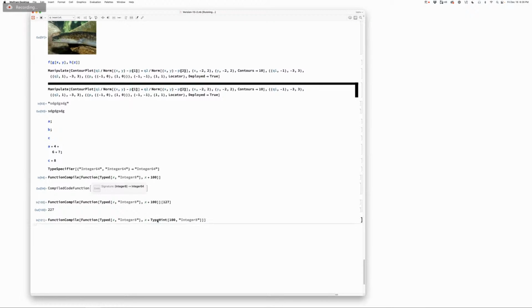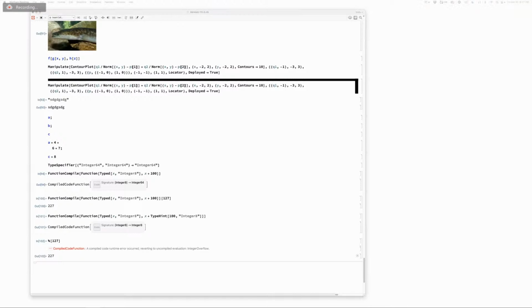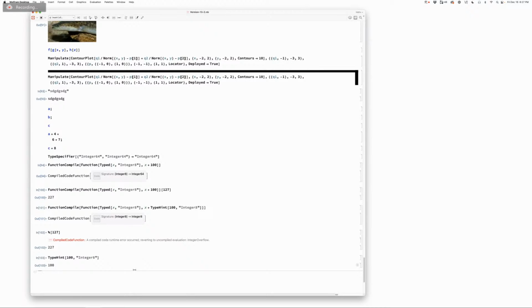Here we're going to give it a hint. This is a new thing, type hint. Type hint says, I really want this to be an integer 8 that's coming out. And so now if I do that with 127, I will get a compiler runtime error, reverting to non-compiled code, integer overflow. Because we told it, I really want that thing that comes out to be interpreted as an integer 8. So this idea of a type hint is a way of giving it more information about how you want it to interpret things so that it has a better chance to do compilation. Type hints are a thing you can leave lying around in your code. You can put a type hint in anywhere, and in ordinary evaluated code that type hint will just evaporate. But if the compiler sees it, it will take the hint and do what it should do.